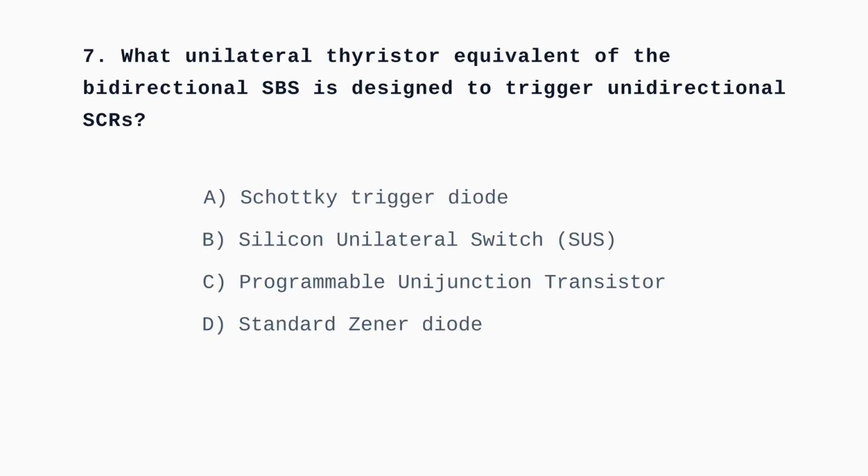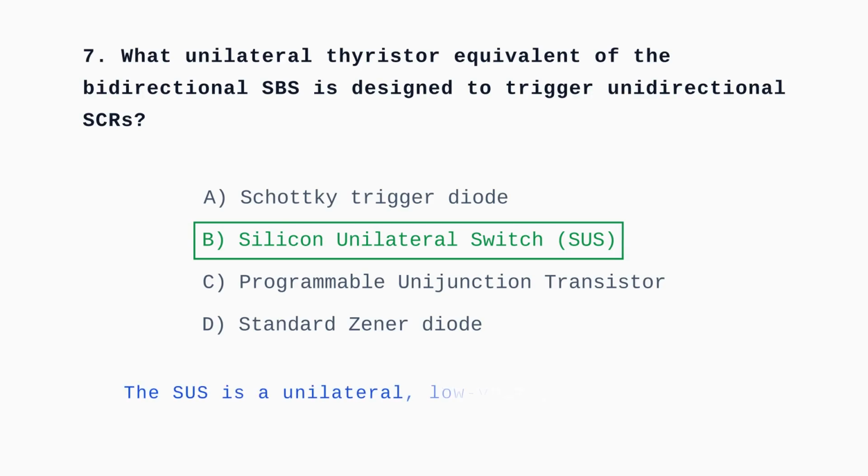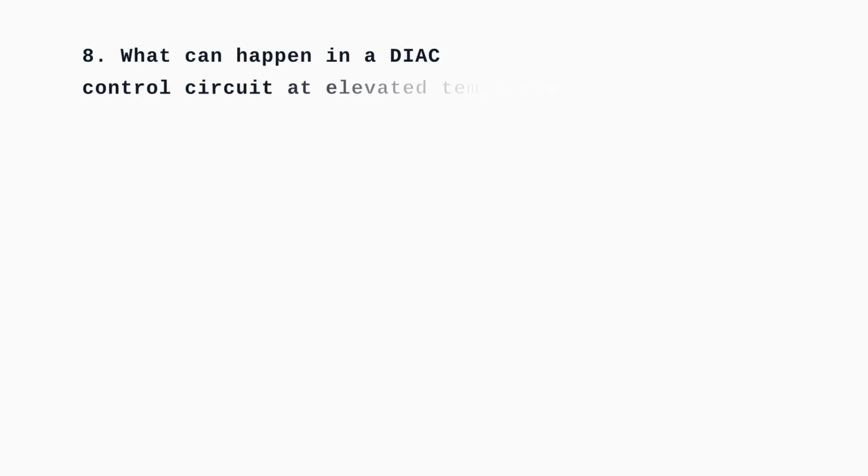Question 7. What unilateral thyristor equivalent of the bidirectional SBS is designed to trigger unidirectional SCRs? A silicon unilateral switch, or SUS, is the single-direction counterpart to the SBS, engineered to deliver precise, low-voltage trigger pulses to unidirectional thyristors.